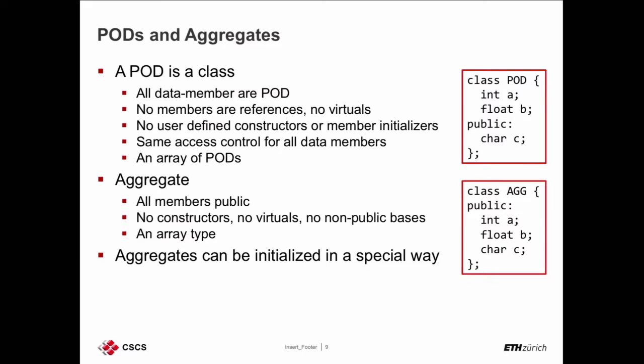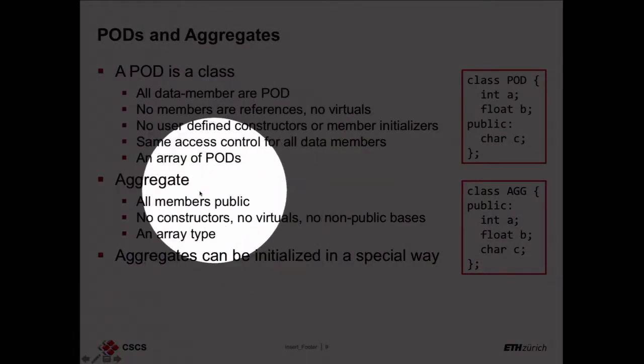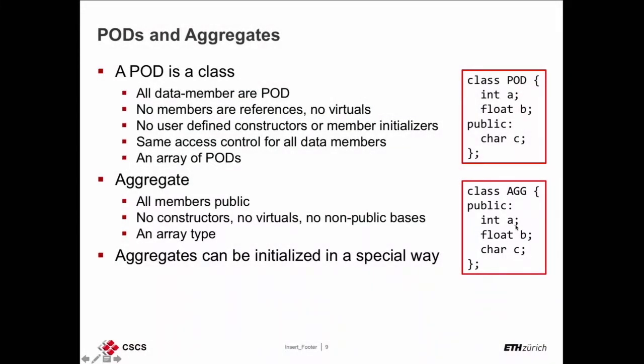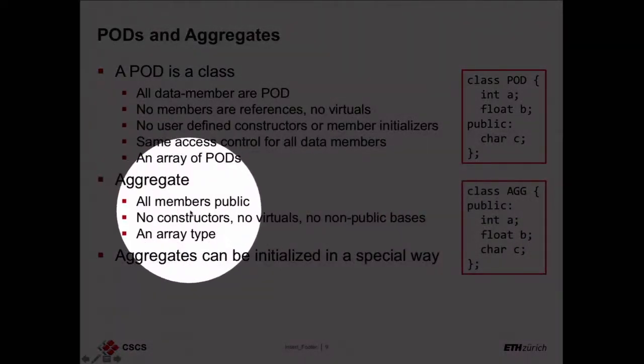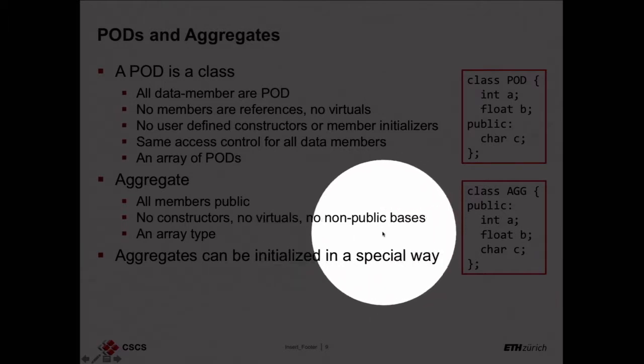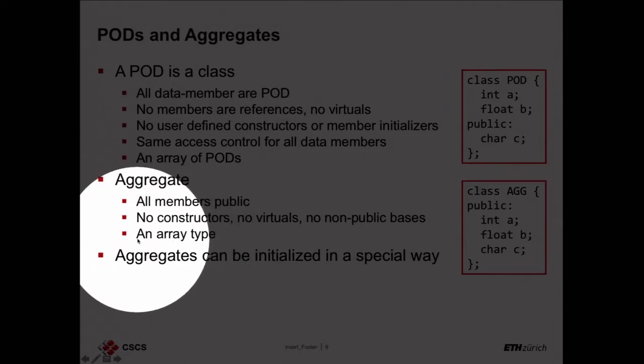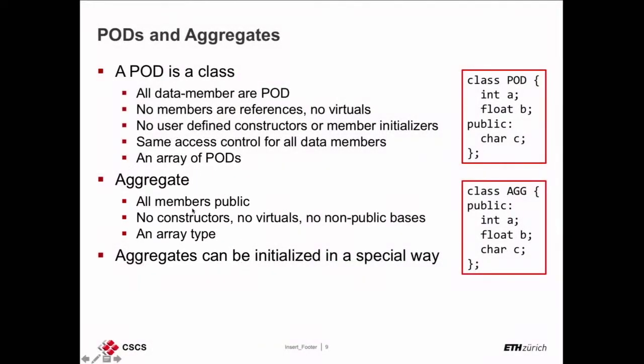And aggregate, more interestingly, is basically something where all members have to be public. So it's just a plain old data type, just a collection of data items. All data members are public. There's no constructor, no virtuals, no public bases, so you cannot inherit. And it can also be an array type. And from C++11, an aggregate can be initialized in a special way.